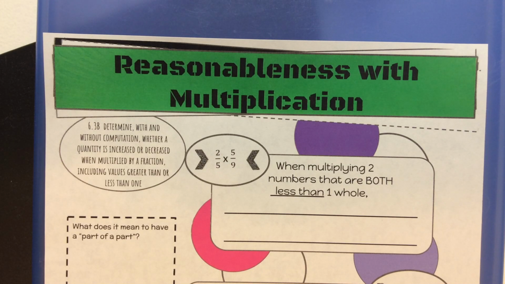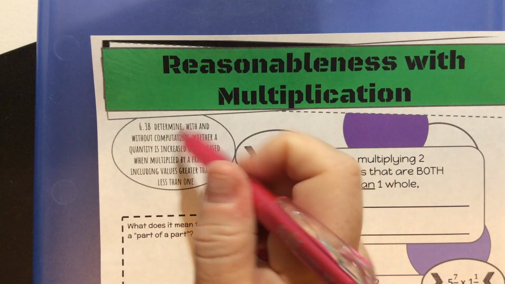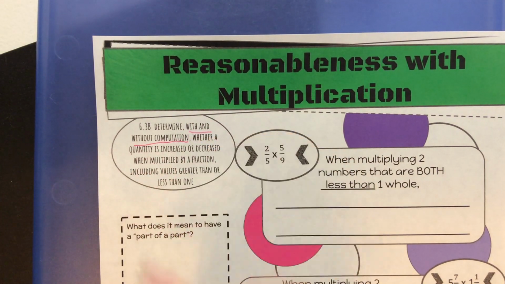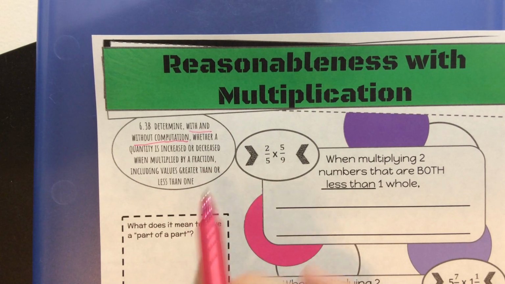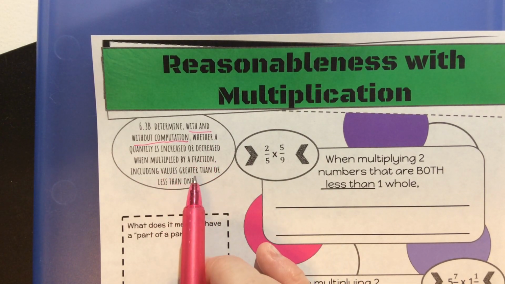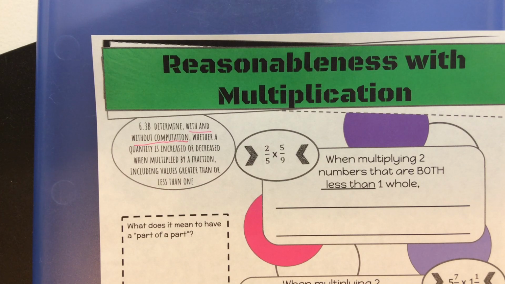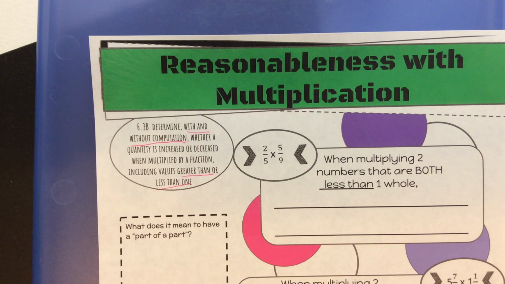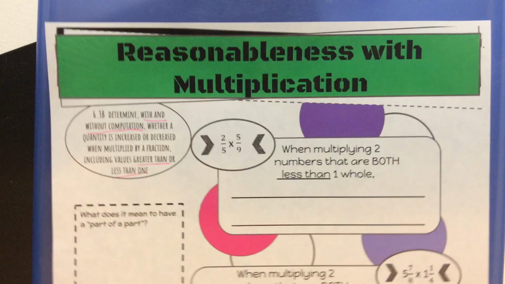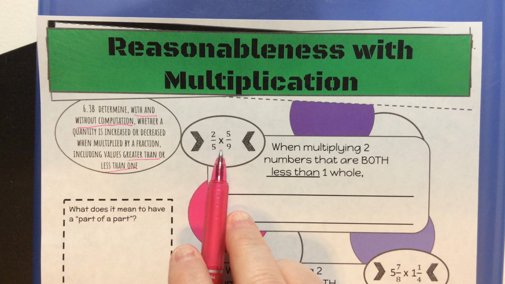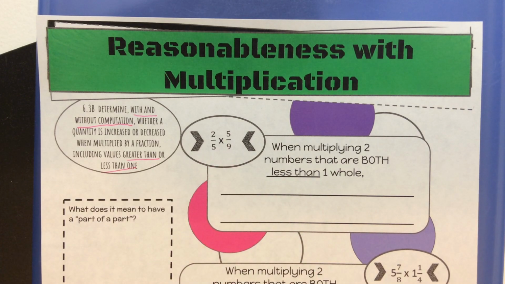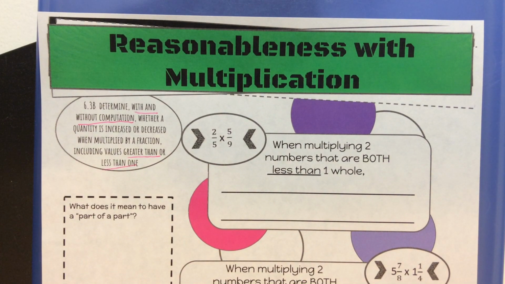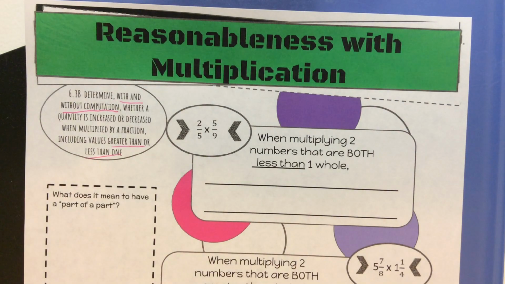So I want you to think about a few things, all right? And this is not a lot of writing. This will be a fast video for you, okay? Our standard says to determine with and without computation. That means we just have to know the rules without actually doing the math, okay? Whether a quantity is increased or decreased when multiplied by a fraction, including values greater than or less than 1. Sorry, I'm a little scratchy this morning. Okay, so what that means basically is I have to be able to tell where this answer would fall. We just have a couple of rules to learn, and we're going to practice applying them with our work today in class, all right?